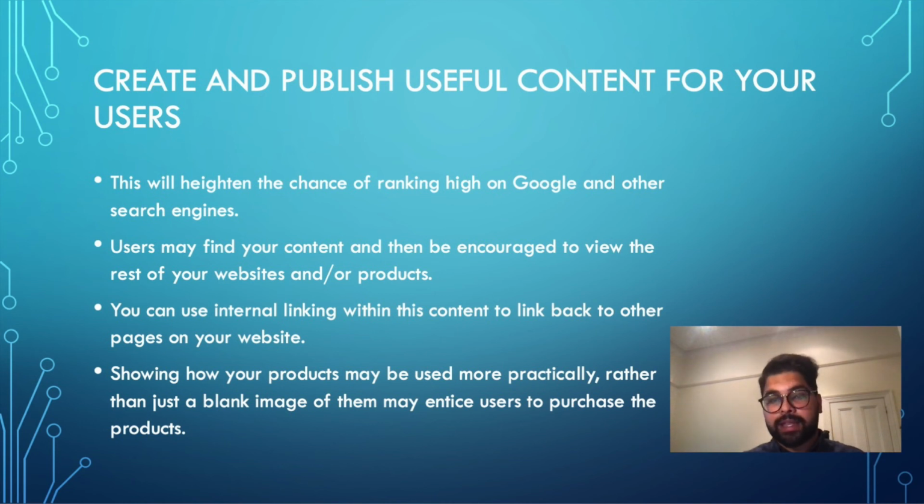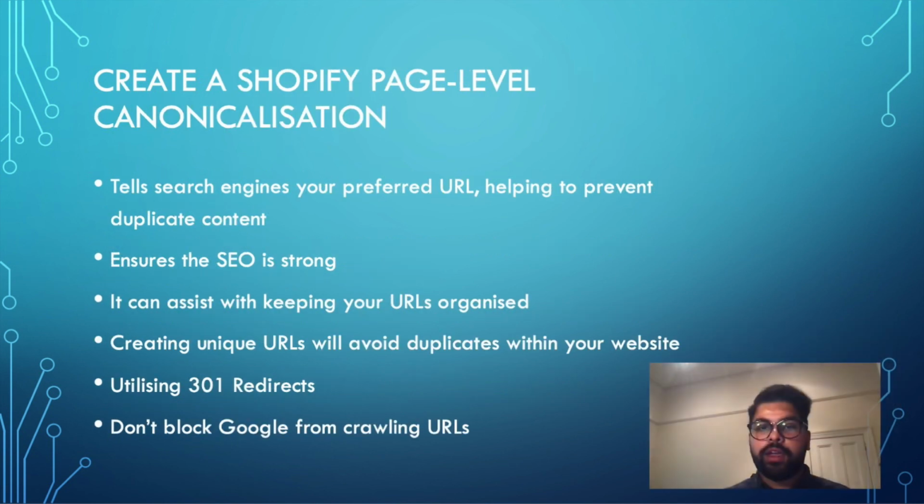The possibilities are endless. Through blogs or something of this nature, you can link back to the other pages on your site, which may encourage readers to check out different parts of the site. Showing how your products may be used more practically rather than a blank image of them may also entice users to purchase your products. If you prefer not to create a canonicalization, you can utilize 301 redirects, which essentially tells Google that you want to permanently redirect users from one link to another when they click it.